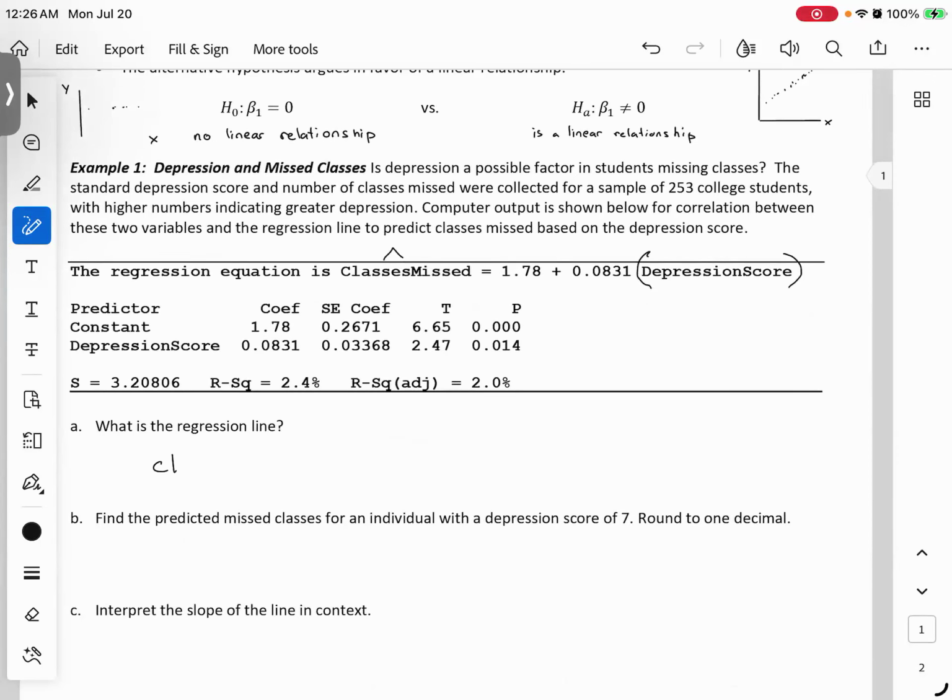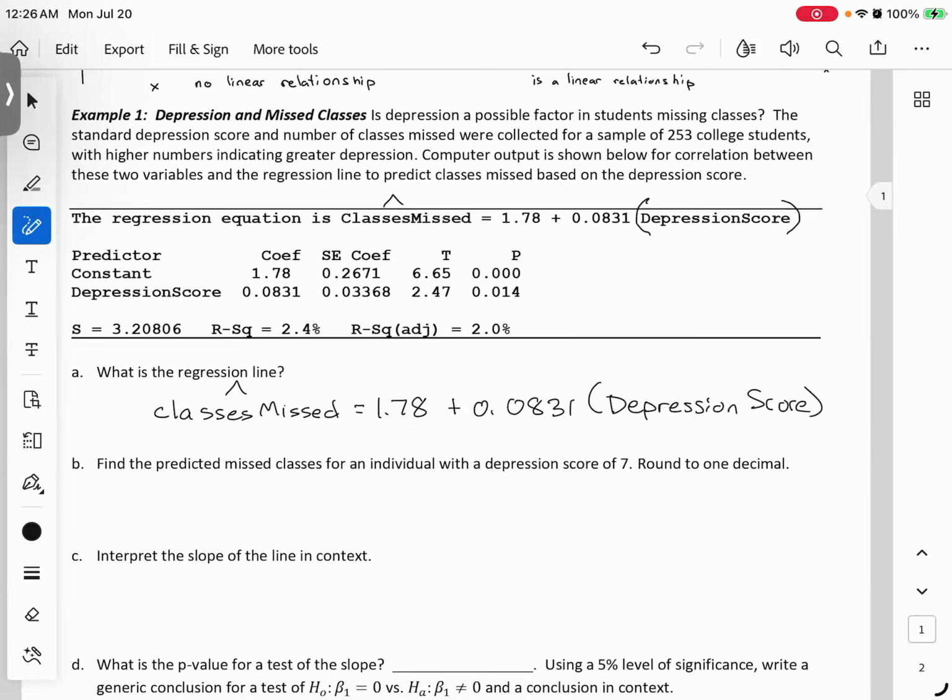So it would be, I was just putting the parentheses around the little hat on classes missed. Again, this is the equation we're going to use to predict classes missed. It's got an intercept of 1.78 and it has a slope of 0.831. And the explanatory variable is somebody's depression score.